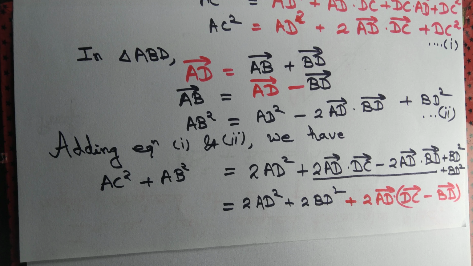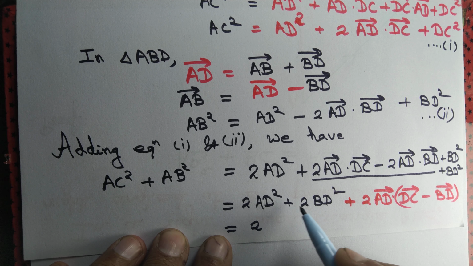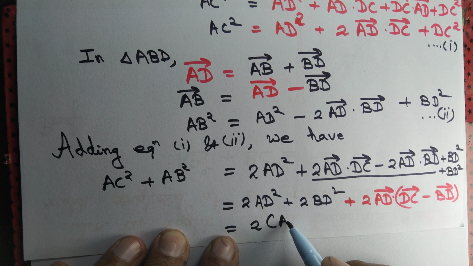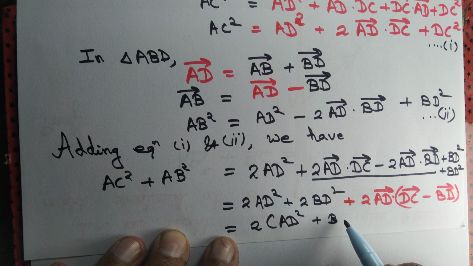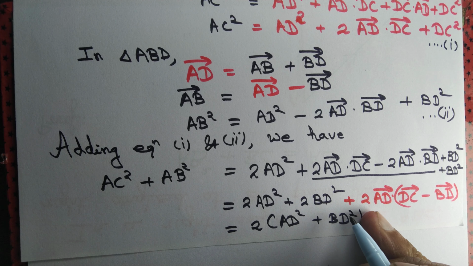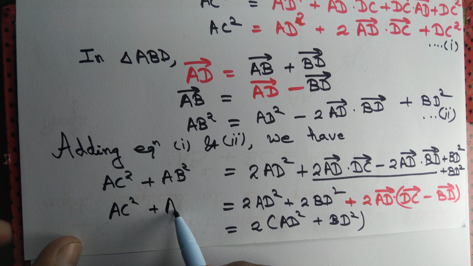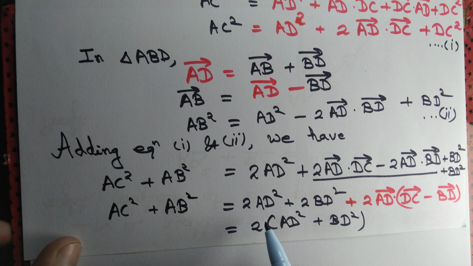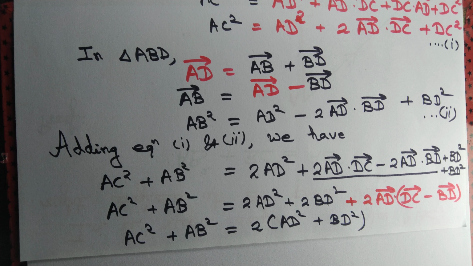So we have right hand side equal to 2 times, so we can take 2 common, AD square plus BD square. So we have AC square plus AB square equal to 2 times AD square plus DC square, and we have proved.